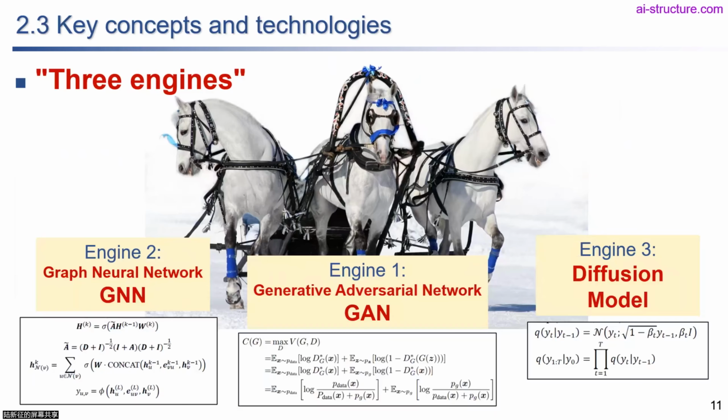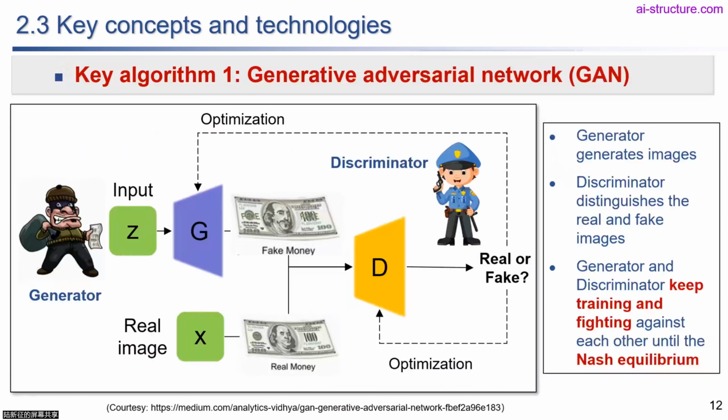There are a lot of algorithms for generating an image or drawing, and we use 3 algorithms to generate the design drawings. The first is the generative adversarial network, GAN. The second is the graph neural network. The third is the diffusion model. These are all the equations for the models, but I don't want to go into the equations. I just want to give a fundamental concept of what they are doing. The first algorithm is the GAN. It works like this figure shows. It has 2 neural networks.